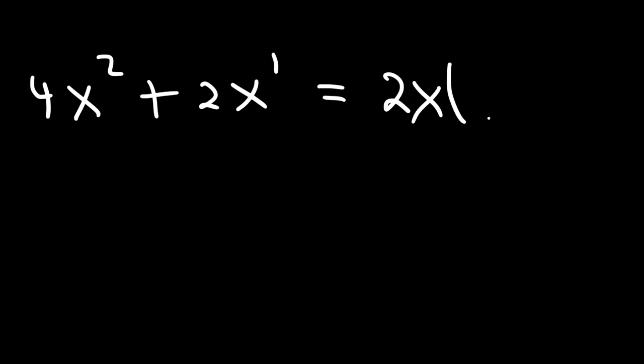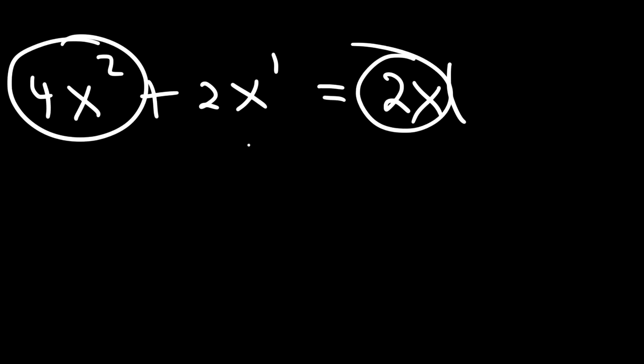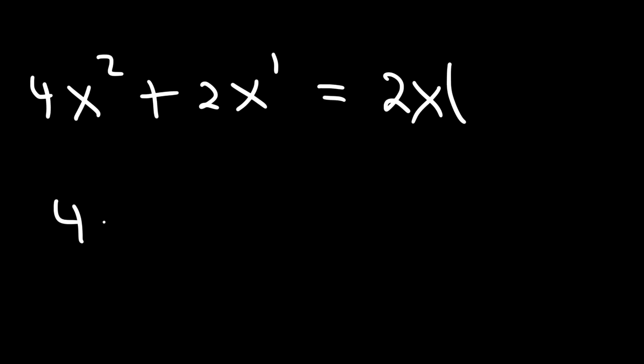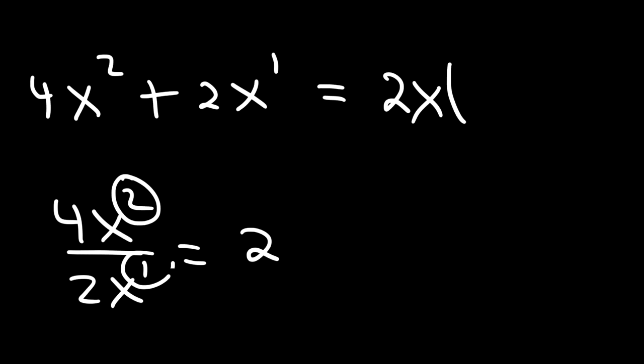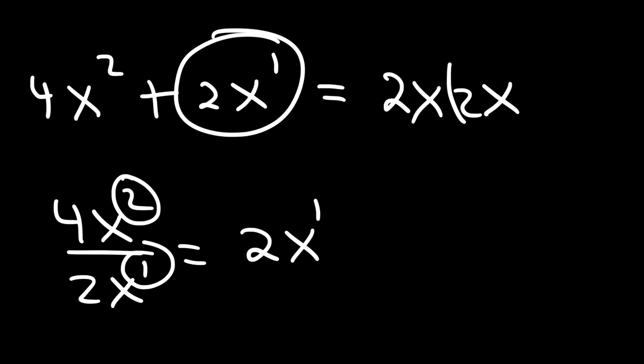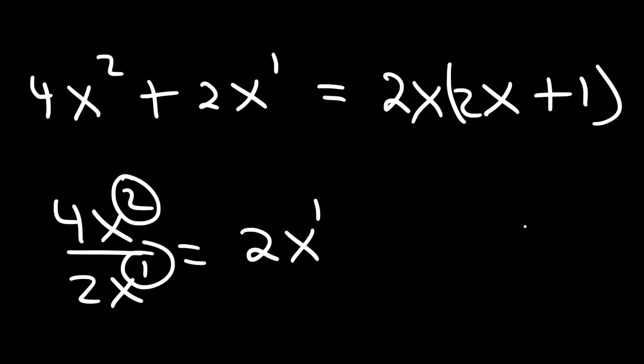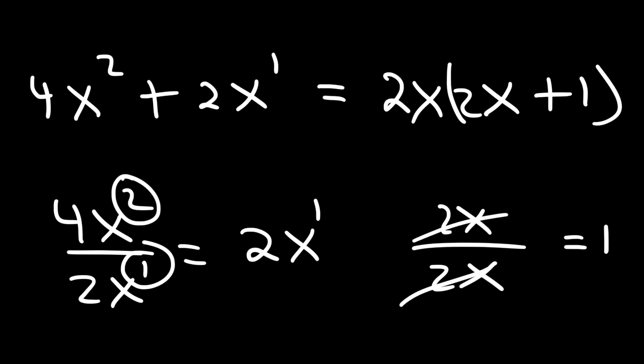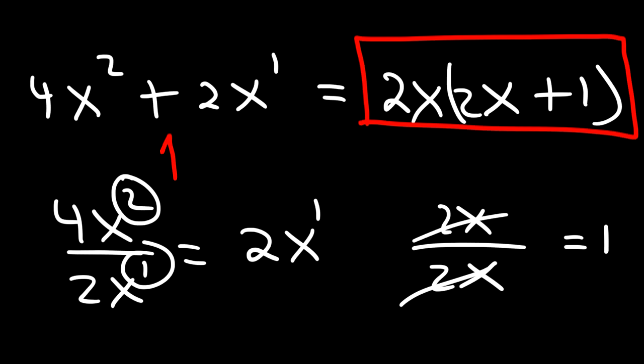So now let's divide. What is 4x squared divided by 2x? If you want to write it out, you can do so here. So 4 divided by 2 is 2, and then 2 minus 1 is 1. So it's going to be 2x. And then 2x divided by itself is 1. If you write it here, these two will cancel. Anything divided by itself is always 1. And that's how we can factor this expression, by taking out the GCF, or the greatest common factor.